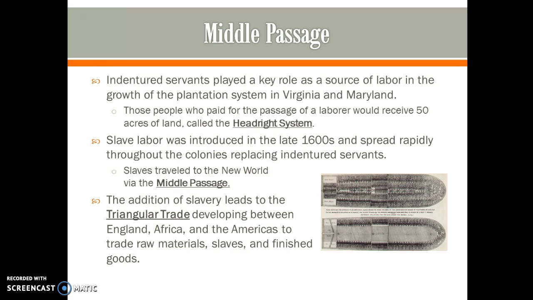Slave labor is actually not introduced until the late 1600s, and it ends up spreading rapidly because you only have to make one purchase. With indentured servants, you had to pay for their passage, but then they were also free after 7 years, so you had to get a new indentured servant. Once you got a slave, you did not have to buy a new slave. Also, you could breed slaves too, and so this was an opportunity for those business leaders to make a lot of money off of the work of slaves from Africa.